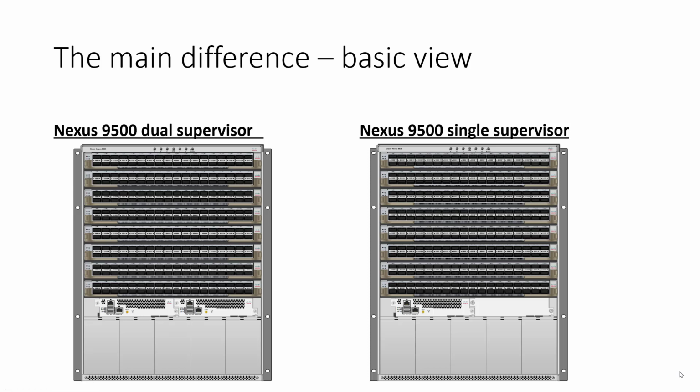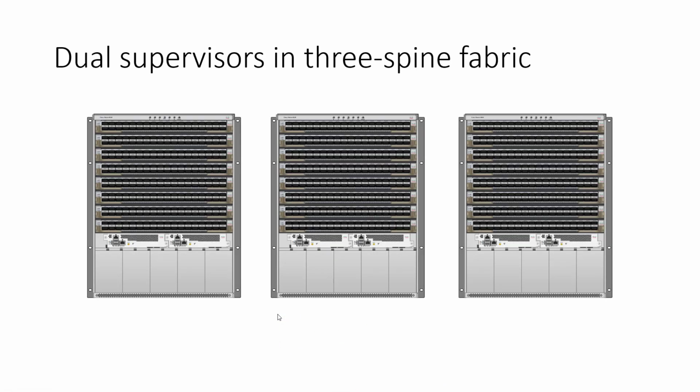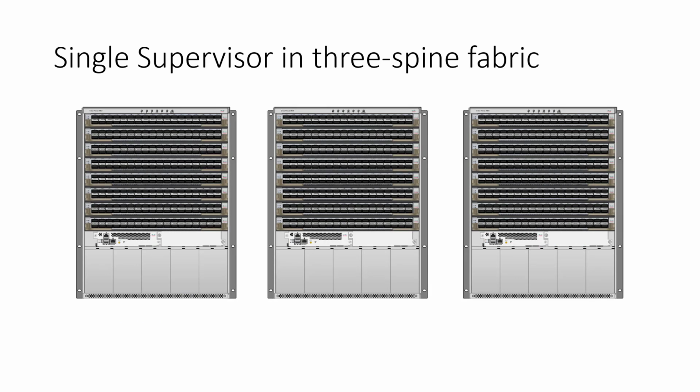Let's take a look at a very basic overview. On the left we have a 9500 with dual supervisors, and just so that we're clear, these right here are your supervisors. On the right, same 9500, single supervisor. Don't worry about what line cards are in here or the lack of power supplies; that's irrelevant to what we're doing today. Here's what dual supervisors look like in your recommended 3-spine fabric, just the same thing multiplied by 3. Here's what single supervisor looks like physically: same thing times 3, so 1 times 3.